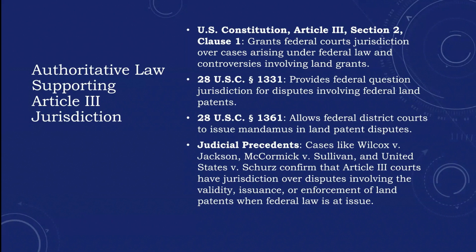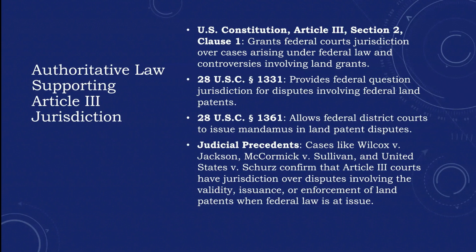U.S. Constitution, Article 3, Section 2, Clause 1, grants federal courts jurisdiction over cases arising under federal law and controversies involving land grants. 28 U.S.C. Section 1331 provides federal question jurisdiction for disputes involving federal land patents. 28 U.S.C. Section 1361 allows federal district courts to issue mandamus in land patent disputes.